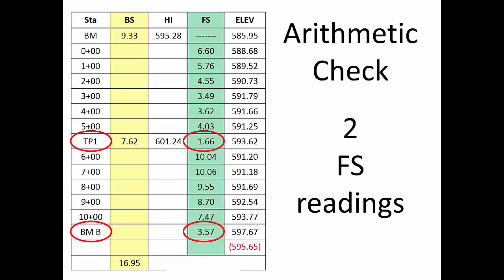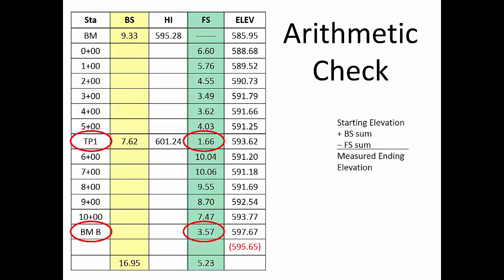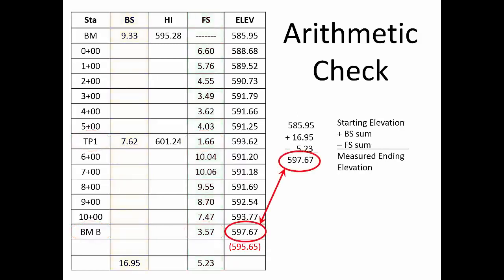The foresights taken on the profile stations do not affect the closure of the circuit. Thus, applying this rule, the sum of foresights on our turning point and benchmark is 5.23 feet. Here you can see that our arithmetic check confirms that the closing elevation in the field notes is correct. If these 2 results don't match, then there is an arithmetic blunder that must be found and corrected.